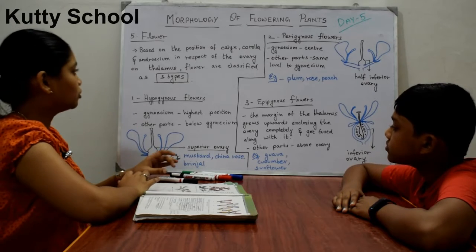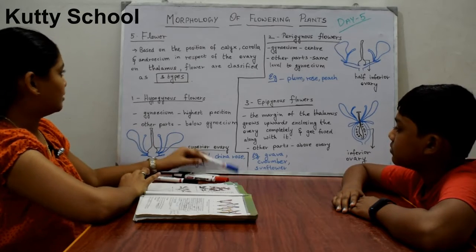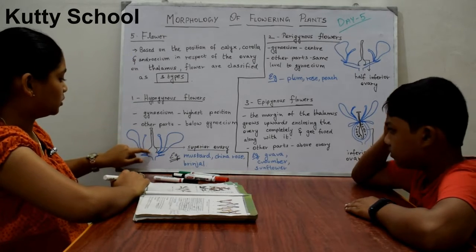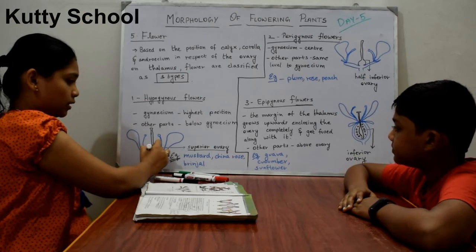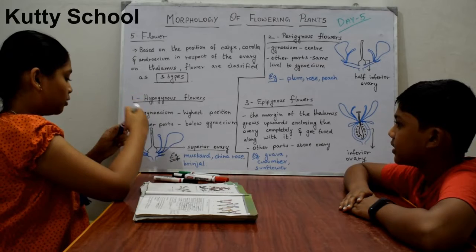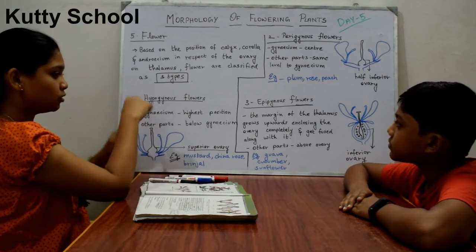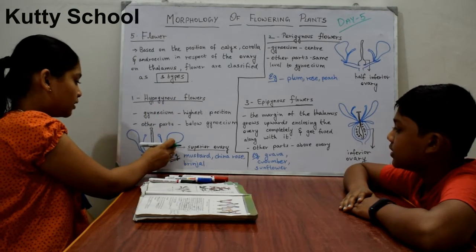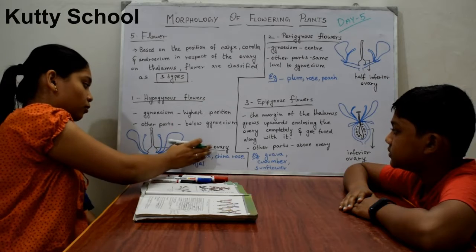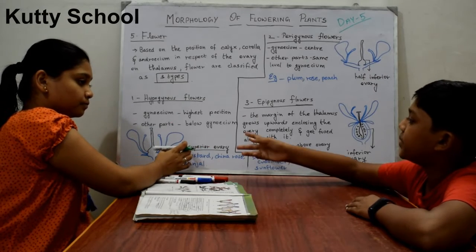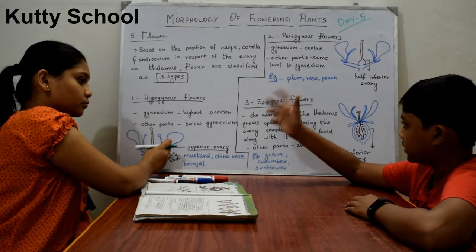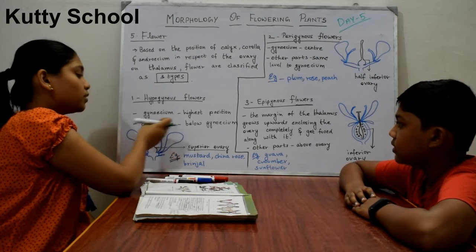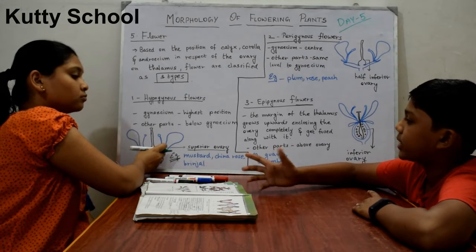Based on the position of calyx, corolla, androecium and gynoecium in respect of the ovary. If this is the ovary, inside there will be ovules. Based on this ovary, how are these arranged with respect to the ovary? They are arranged under the ovary, above the ovary, or at the same level. It depends on how the ovary is positioned.